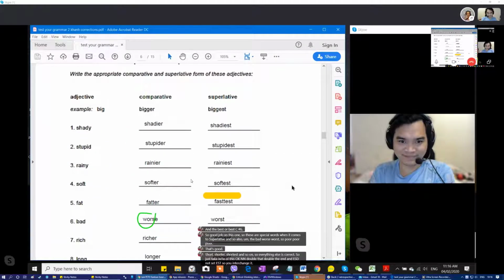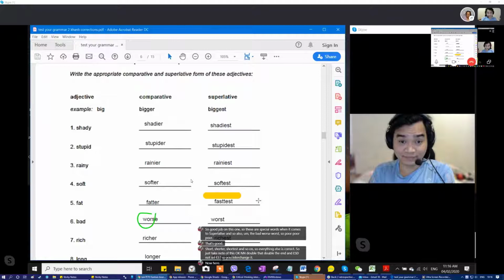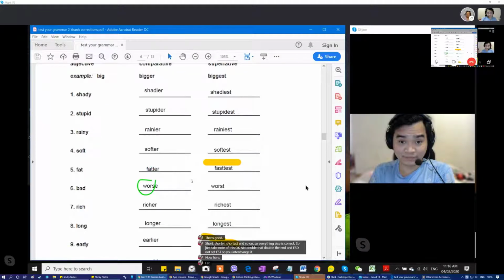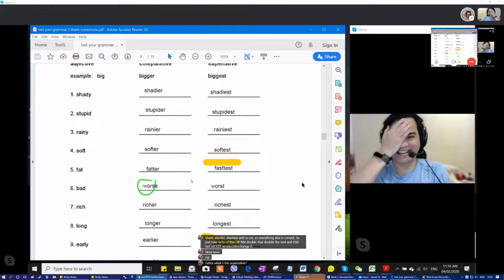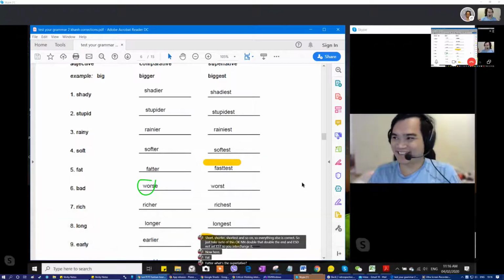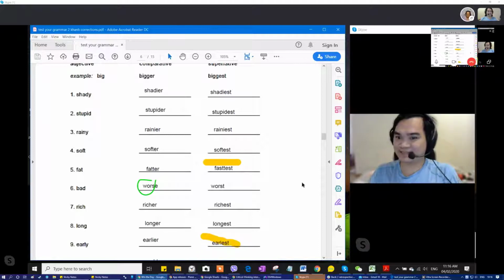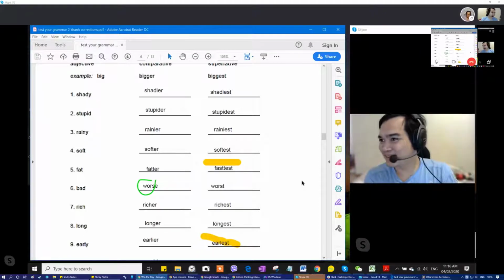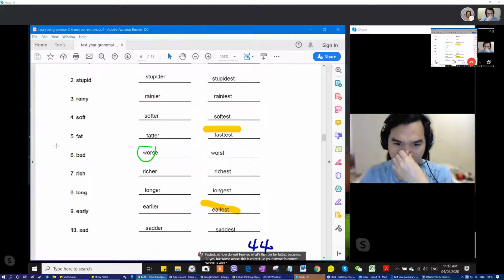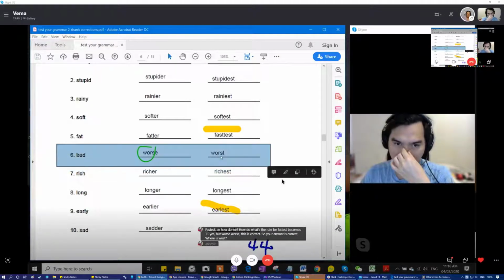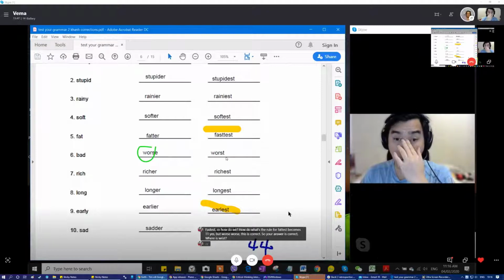Now here, fat, fatter. What's the superlative? Maybe fattest. So what's the rule for fattest? It becomes double T. Yes. Bad, worse, worst. This is correct, so your answer is correct. This is another special word. We don't say bad, badder, baddest, but bad, worse, worst.